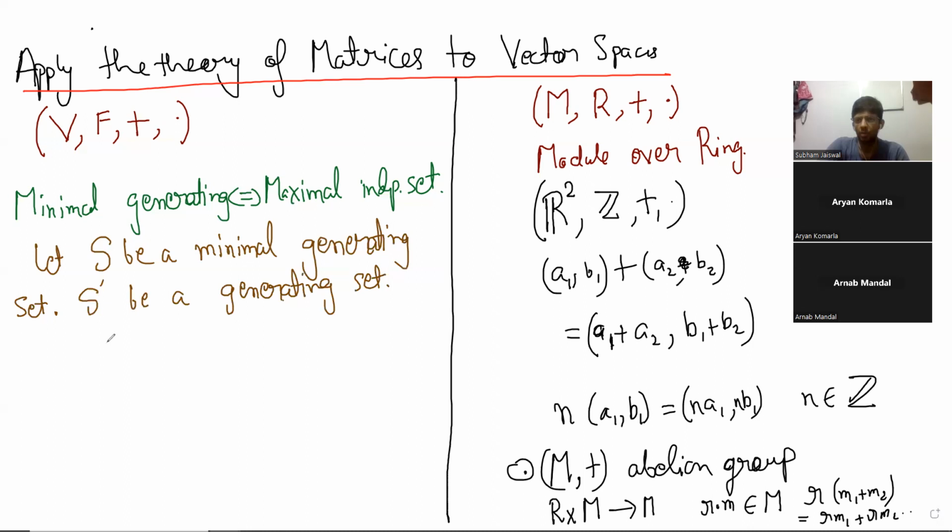So what should we try to prove? We will try to show that the cardinality of S is at most that of S prime, and this is where we will try to use matrices. Assume that the cardinality is finite.